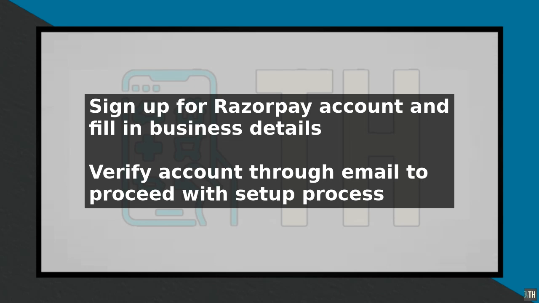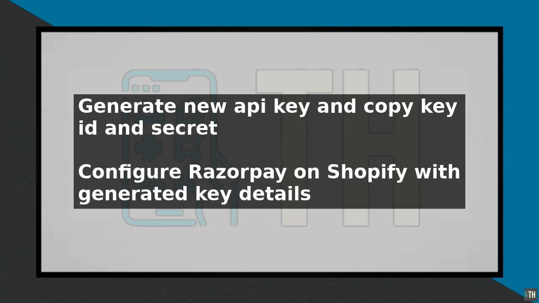Go back to your Shopify account and click on the Razorpay Payment Gateway. Enter the key ID and key secret that you generated earlier. Select the payment methods that you want to offer to your customers such as credit card, debit card, net banking, and UPI. Click Save and Razorpay will be added as a payment method on your Shopify store.